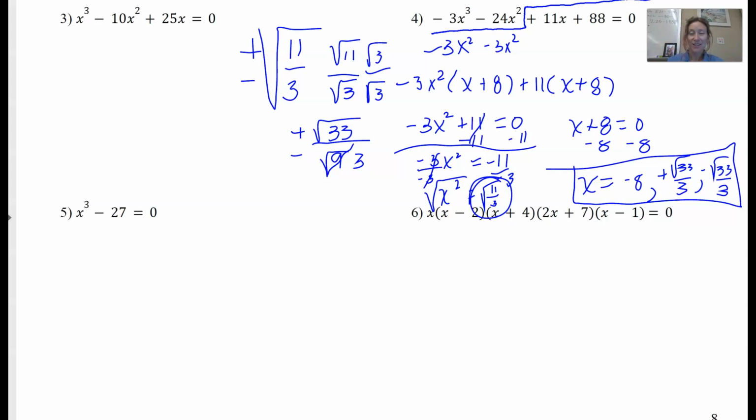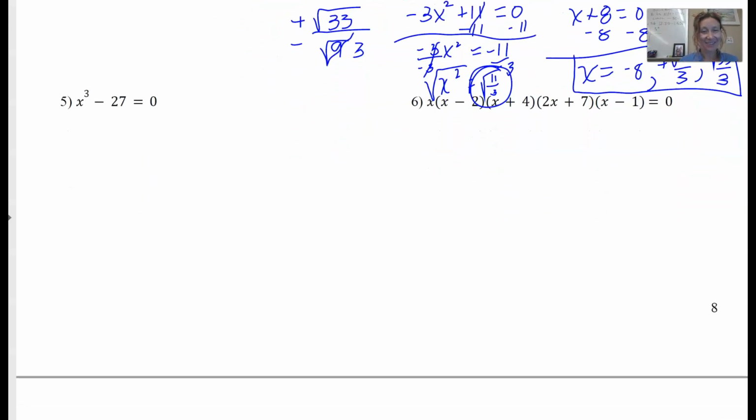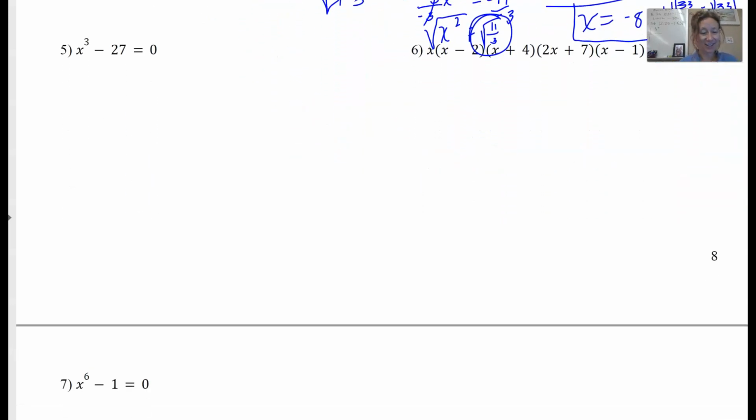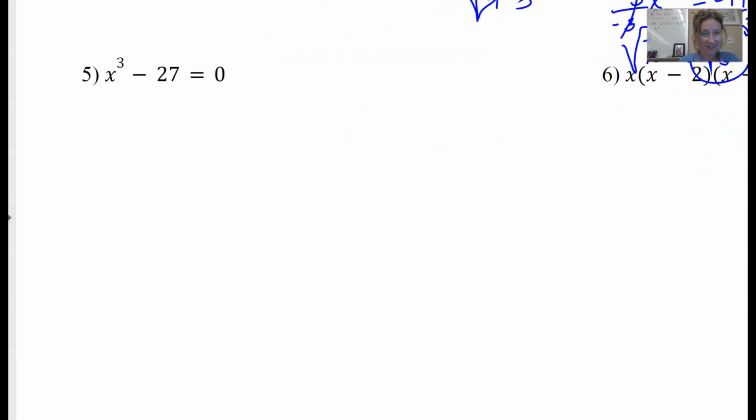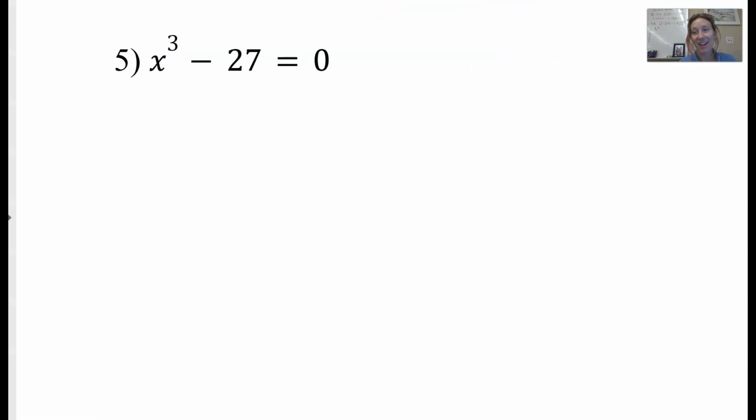Very cool. So looking at number 5, I think we're just going to have to zoom in on this, so we have all the space that we need. I don't know why I didn't think of that sooner. So this one is the special pattern.